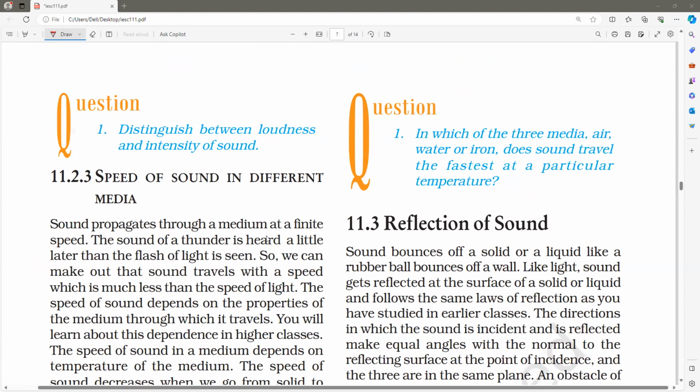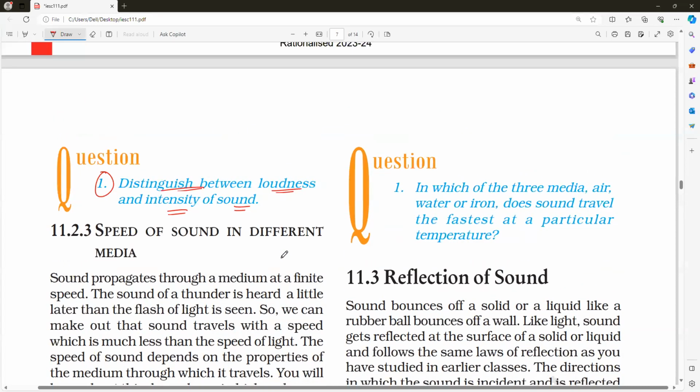Next. This question you people don't know. Distinguish between loudness and intensity of sound. These are the two things which we speak about in our daily life. So we can see the distinction. Loudness is the measure of the response of the ear to the sound. How much response your ear gives is actually the loudness. Loudness cannot be measured accurately.